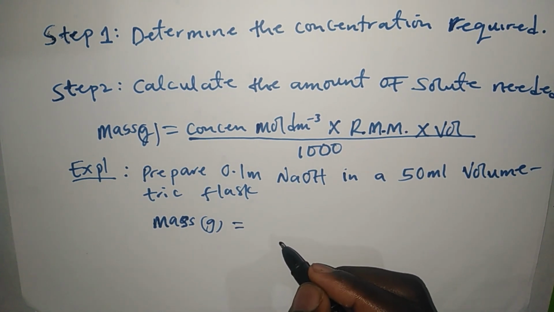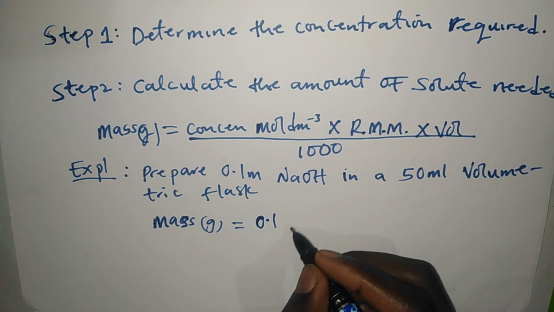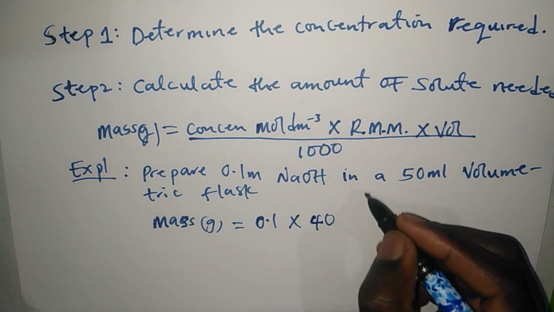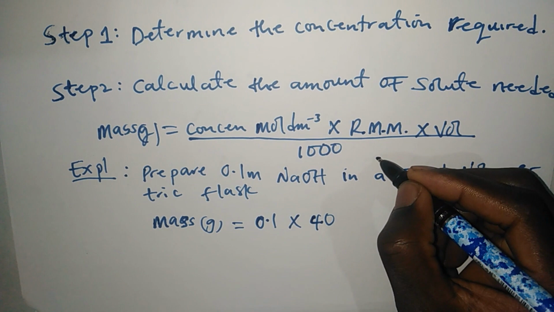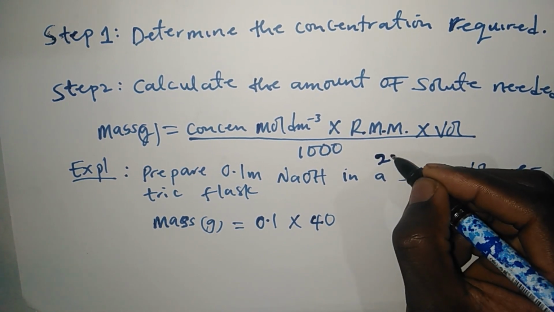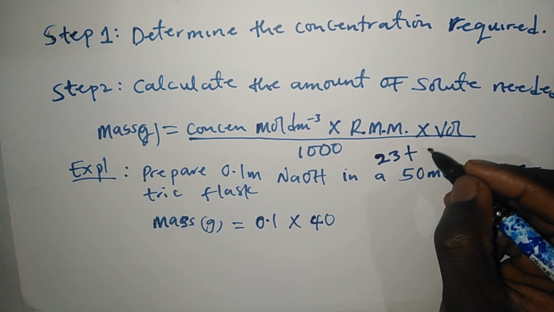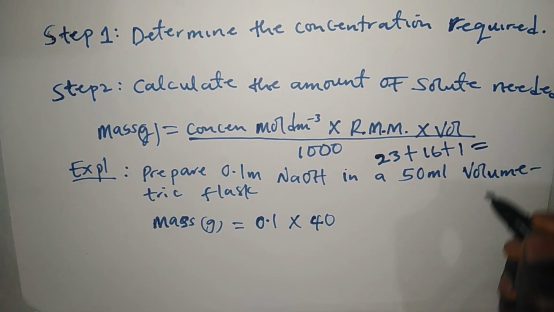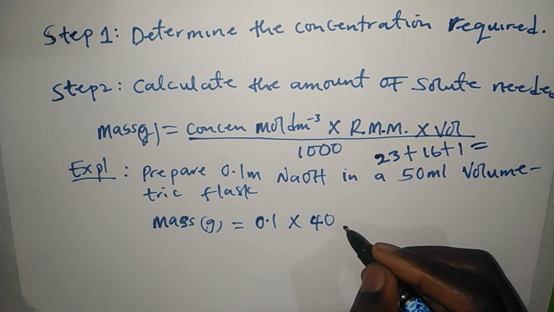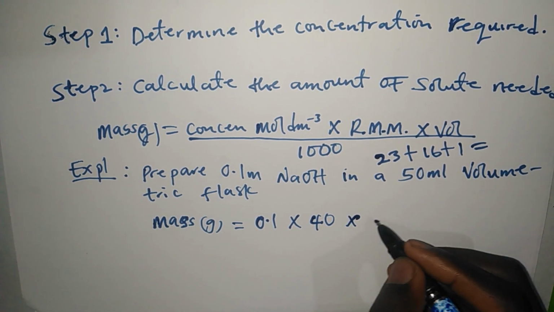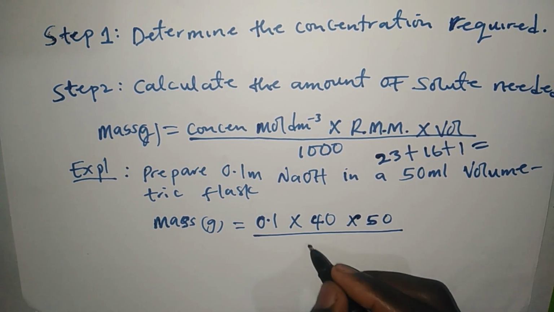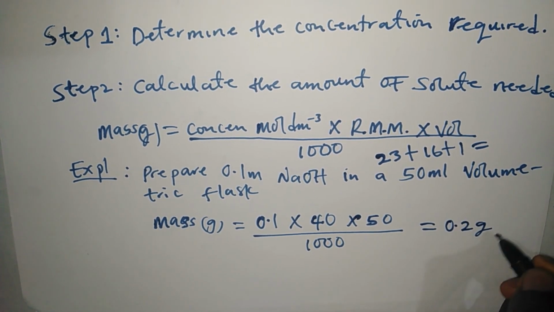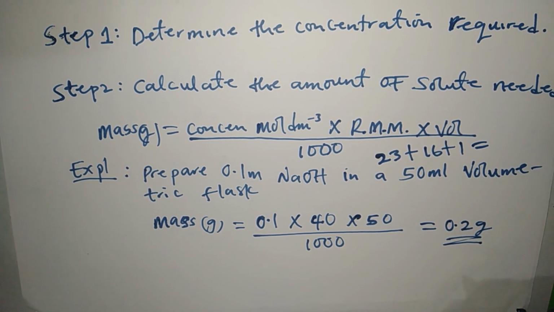It equals the concentration of sodium hydroxide, which is 0.1, multiplied by the relative molar mass of sodium hydroxide, which is 40. If you don't know that, sodium has a mass of 23, plus oxygen has 16, plus hydrogen has 1. If you add these, you get 40. Now multiply by the volume, which is 50, divided by 1000. If you do the arithmetic, you get 0.2 grams, right?